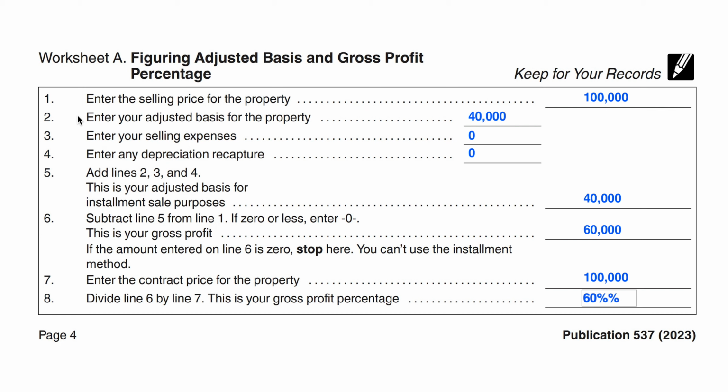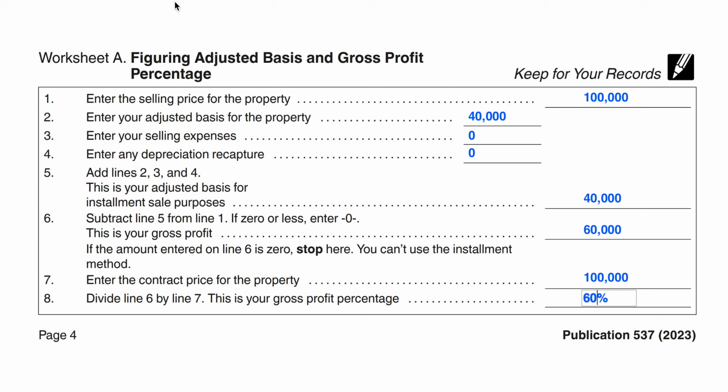In 2021, you received a $20,000 down payment and the buyer's note for $80,000. The note provides for 4 annual payments of $20,000 each plus 8% interest beginning in 2022. Your gross profit percentage is 60%, and you reported a gain of $12,000 on each payment received in 2021 and 2022. So before we get to the change, let's walk through how Worksheet A would have helped you get to that point.